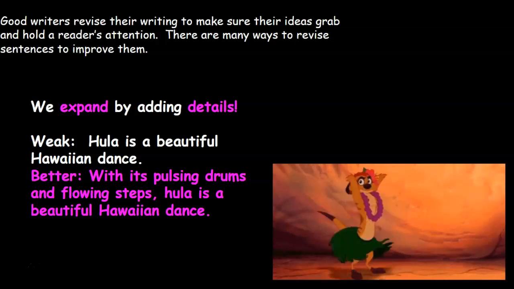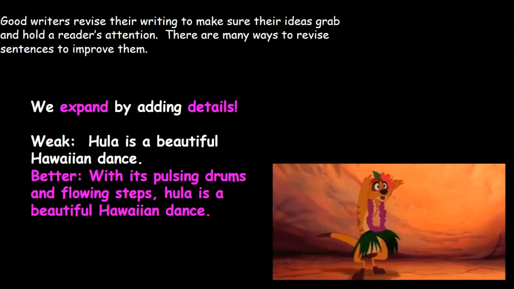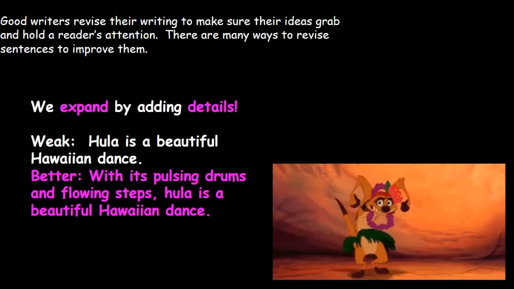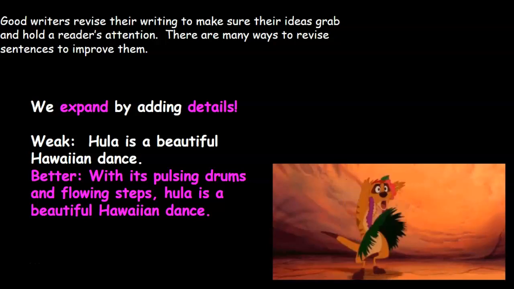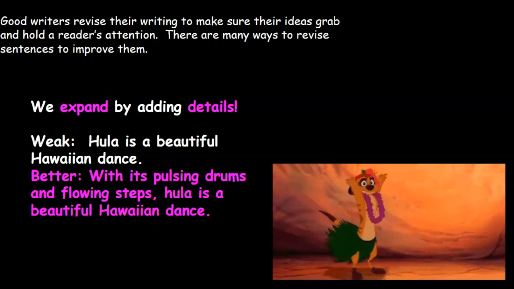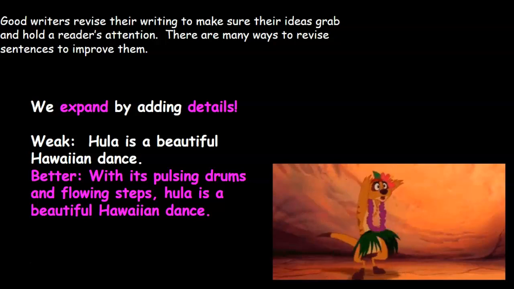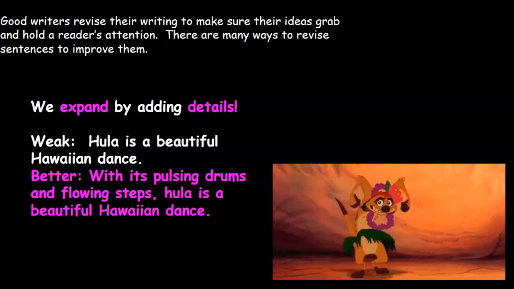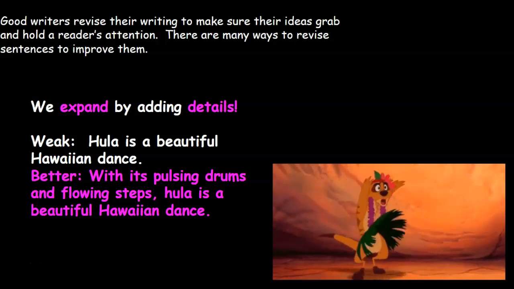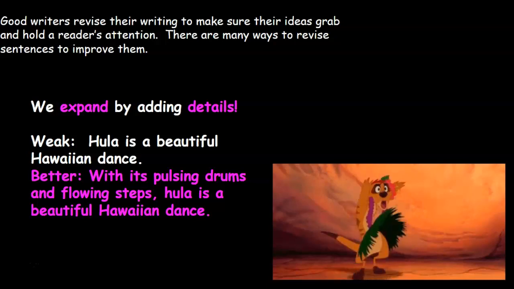We can do this by expanding details. A weak sentence, an example would be, hula is a beautiful Hawaiian dance. Okay, there's nothing wrong with it necessarily, but if we want to make it better, we could say, with its pulsing drums and flowing steps, comma, hula is a beautiful Hawaiian dance. And so anytime you can add, like we said, that's a dependent clause at the beginning of our sentence.